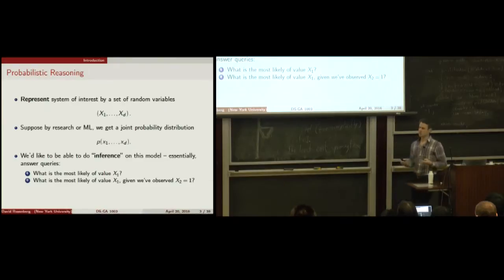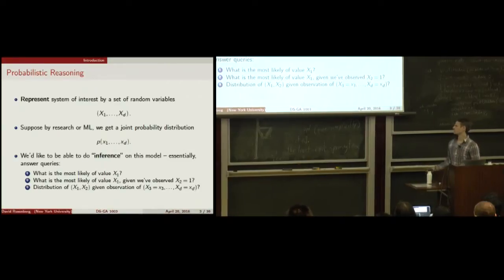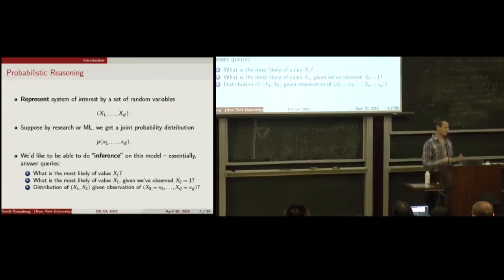Another, a little bit more interesting, is what's the most likely value of x1 given that I have this observation of x2, that x2 is equal to the value 1? I've observed that. Give me the most likely value of x1. Give me the distribution of x1. These types of questions are inference. You could ask for the joint distribution of two of them given the rest. Any question you can ask of the joint distribution is a question of inference.